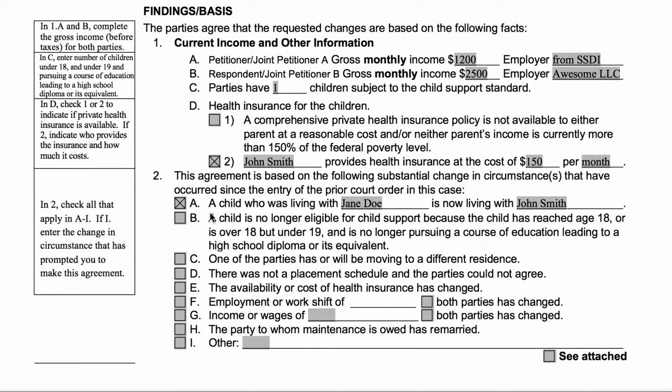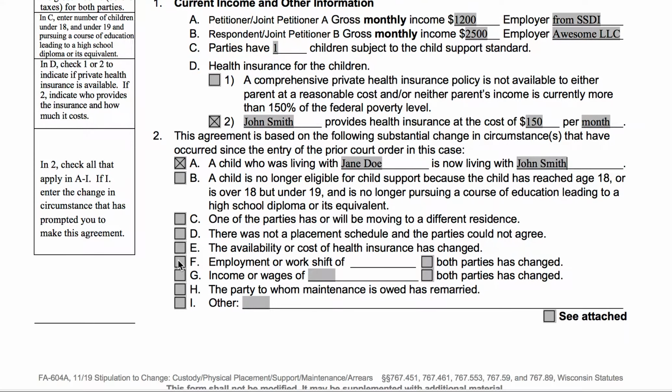C is what you'll check if somebody either plans to move or has already moved, and that's why you're wanting to make the change. That's not true in John and Jane's case, so I will skip that one.